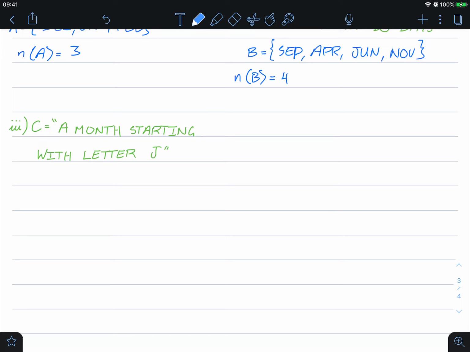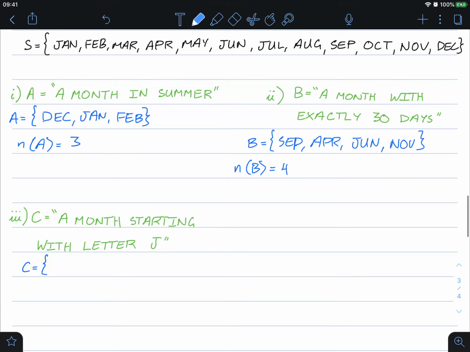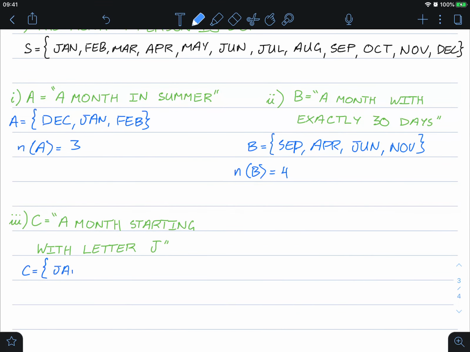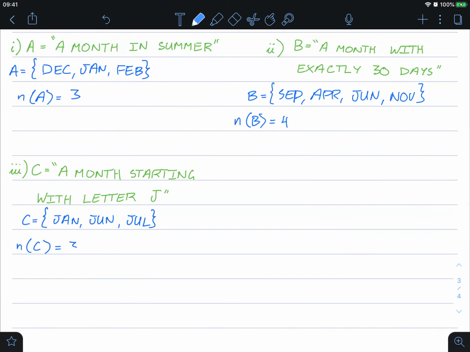And lastly, the event is a month starting with the letter J. The favorable outcomes we can list: January, June, and July. The number inside of the event C is 3 months.